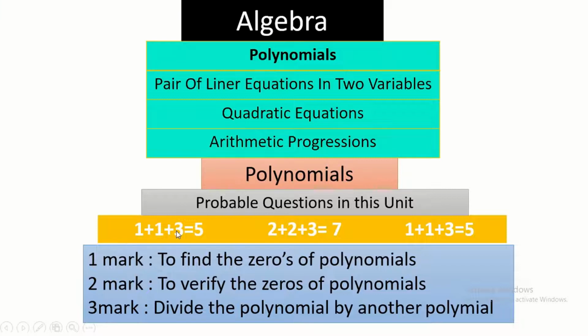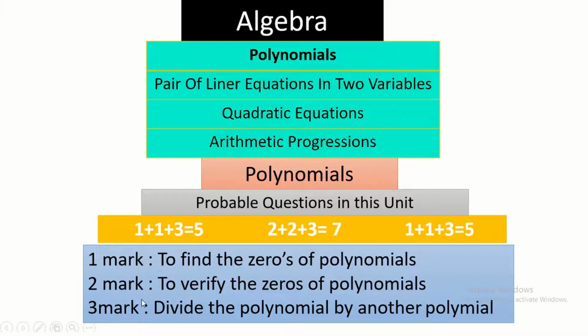Out of the 3 question papers, the marks distribution is like this. Here you observe the 1 mark question may be like this: to find the zeros of the polynomial. That is a 1 mark question. And for 2 marks, to verify the zeros of the polynomial. Zeros of the polynomial are given and a polynomial is given there. We have to substitute the zeros and verify whether they are the zeros or not. That type of question may appear for 2 marks.